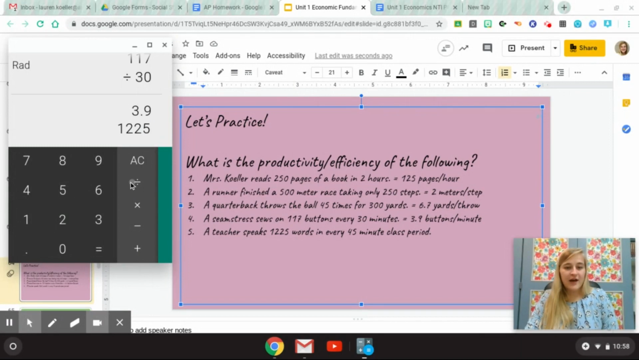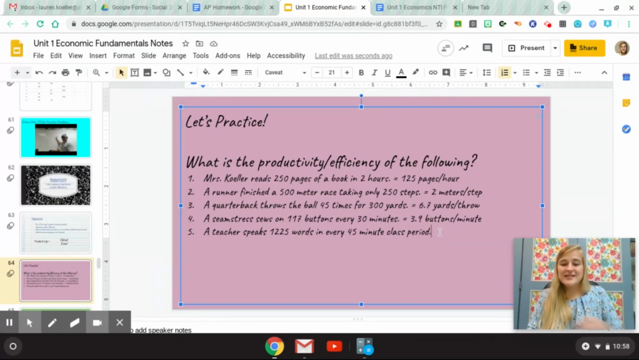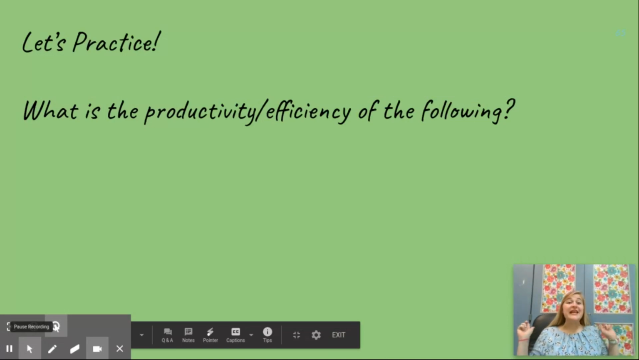1,225 divided by 45 equals 27.2. 27.2 what? Well, what was the output? The output was words per what? Minute in a class period. Okay? All right, so let's let you practice some.